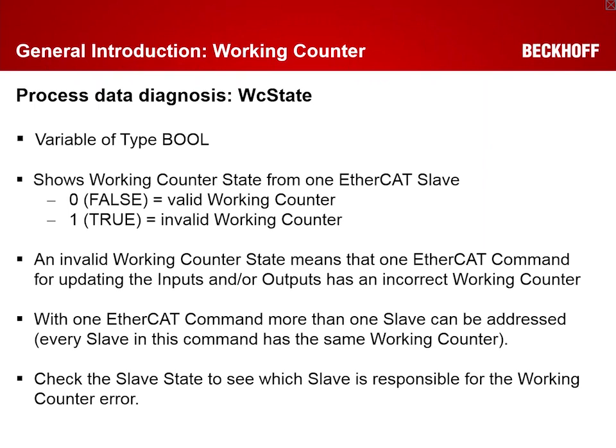An invalid working counter means that there is an EtherCAT command which is not operated in the right way, so that we have a problem with getting inputs or a problem with writing outputs. If you want to know exactly where it is, you have to do a special state check, for example. So you check the state of every slave to see which slave is responsible for the working counter error. Inside one EtherCAT datagram, inside one EtherCAT command, you have the working counter information of different slaves.